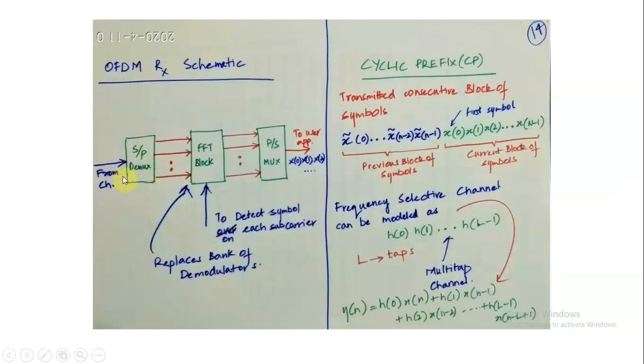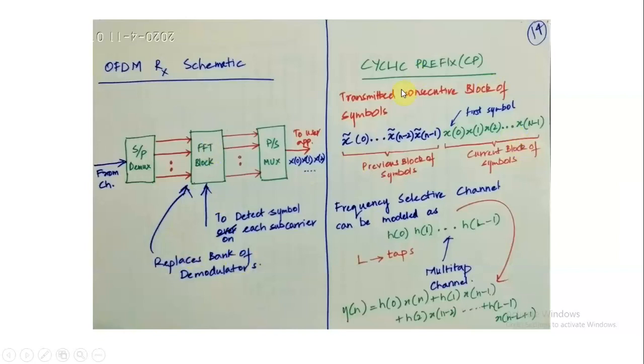Similarly, in the OFDM receiver, we receive the signals from the channel, convert them into parallel or demultiplex them, and then apply the DFT block, which is the FFT block here. The output is again converted from parallel to serial to get the original symbols x0, x1 and x2 in series format. This FFT block is behaving as a demodulator, detecting the symbol on each subcarrier. So this block replaces the block of the multi-carrier modulation scheme that we discussed in the previous lectures. It replaces the bank of T modulators.